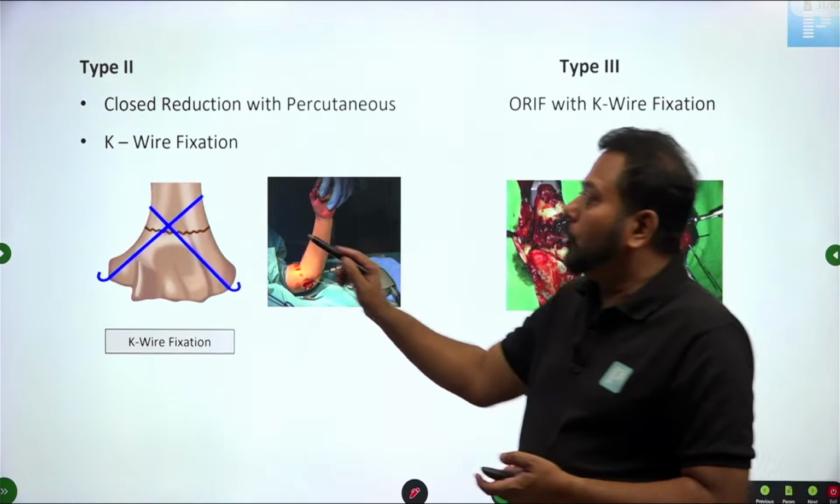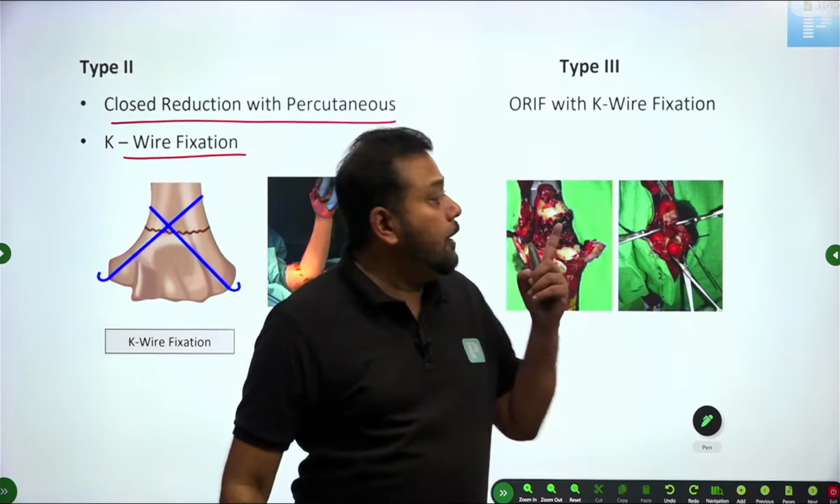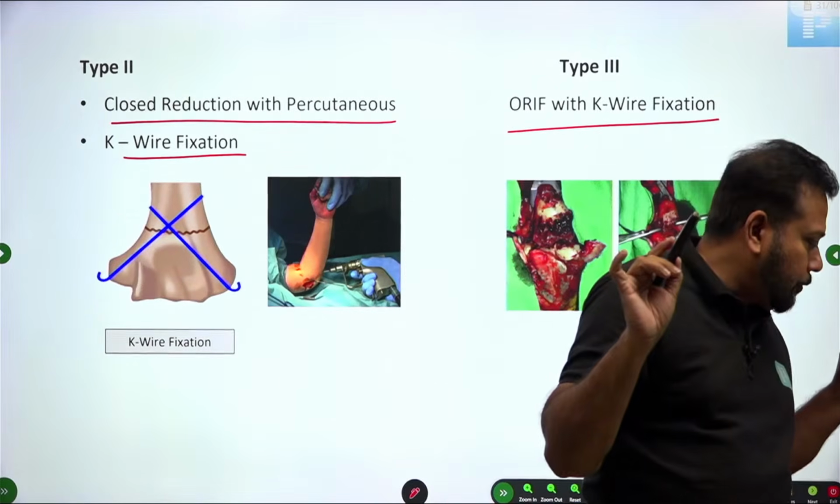Type 2, closed reduction, K-wire fixation. Type 3, open reduction, K-wire fixation. That's all.